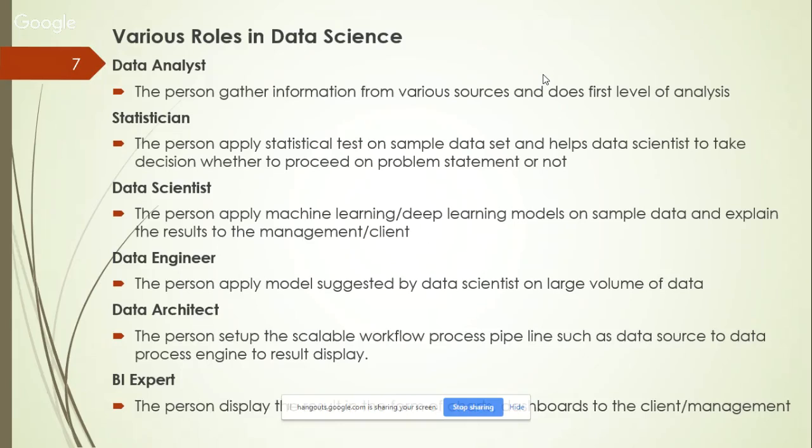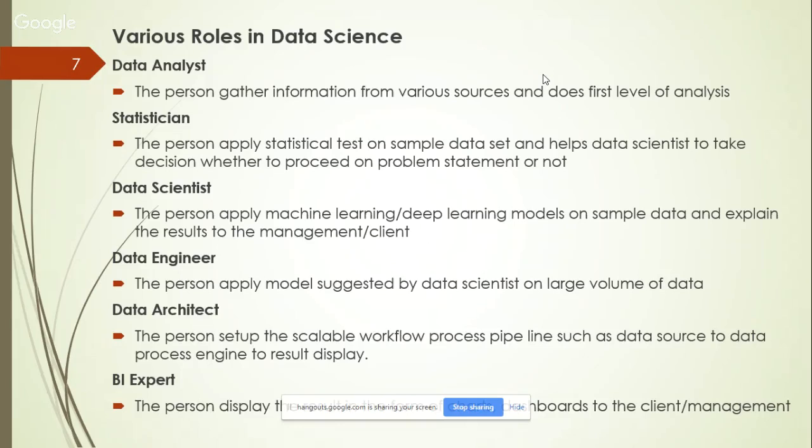Then comes the data engineer. So the data engineer is a person who actually works on big data, or the large volume of data, and applies the models which are suggested by the data scientist on a large volume. So a data engineer is very much an expert in Hadoop, in Spark, or in big data tools, and actually applies the models which are suggested by the data scientist on a very large volume of data.